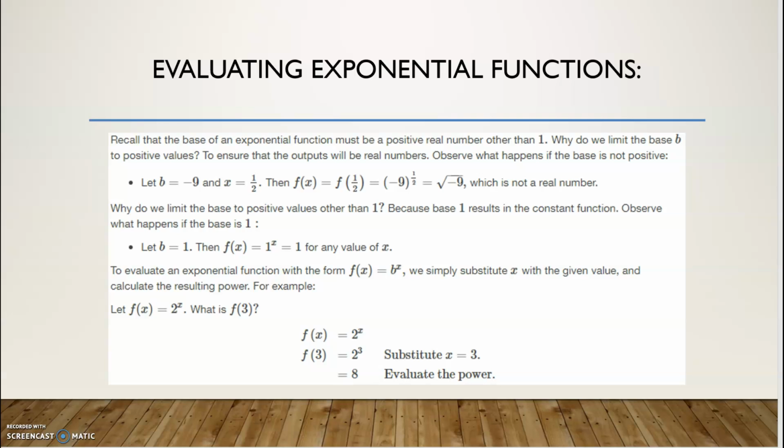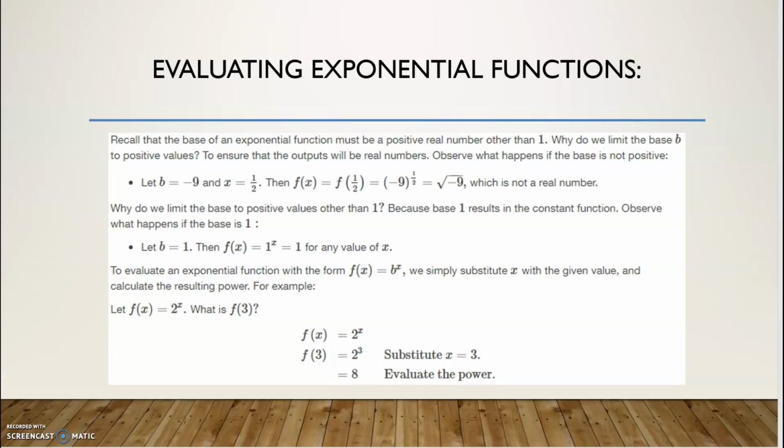So let's take a look at if it wasn't a positive number. Say let's let b be equal to negative 9 and x be 1/2. Okay, so we would plug in negative 9 for b and 1/2 for our exponent. And remember, 1/2 is the same thing as the square root. So we have the square root of negative 9.